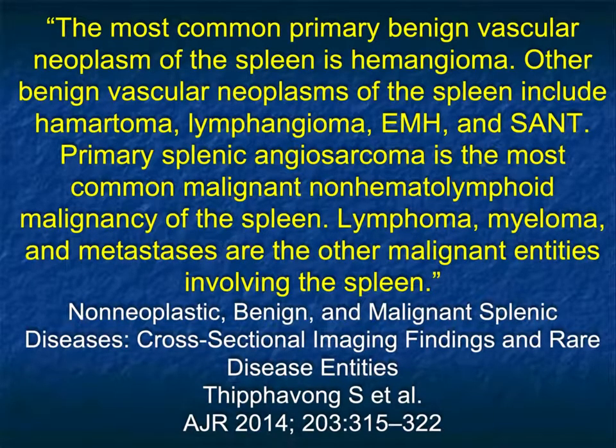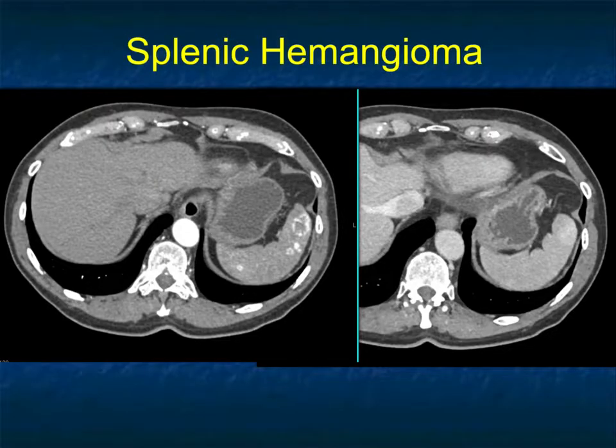They can be benign like hamartomas, lymphangiomas, extramedullary hematopoiesis, or SAINT tumors. Very vascular tumors of the spleen can be malignant like angiosarcoma or metastasis. Lymphoma, myeloma, and mets usually are relatively more hypo, but can be hypervascular.